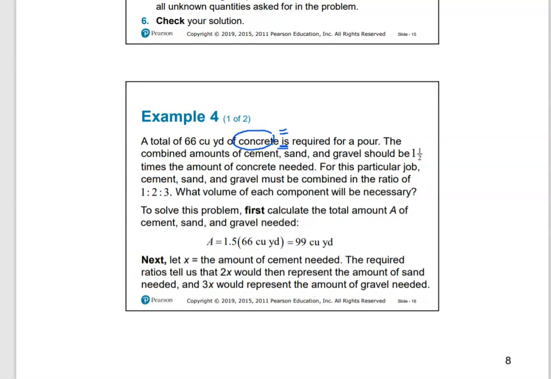Okay, so remember that we said the first thing is that we might have to read the problem multiple times. So a total of 66 cubic yards of concrete is required for a pour. In this context, we're not really needing to make this an equation. It's just saying that this 66 cubic yards is required for a pour. The combined amount, so we're saying the cement and the sand and the gravel should be 1.5 times the amount of concrete needed.